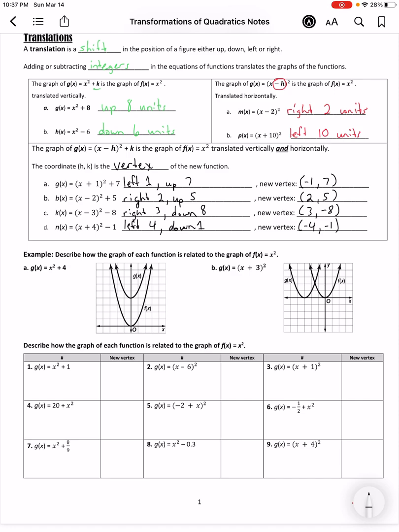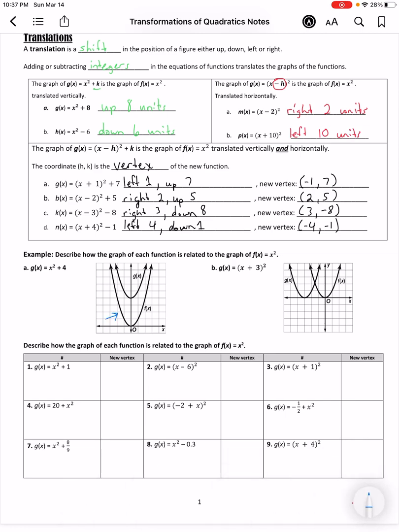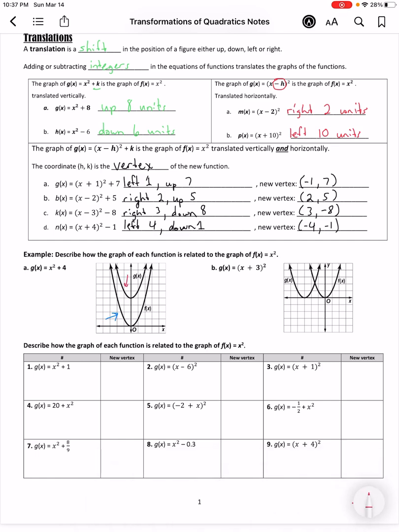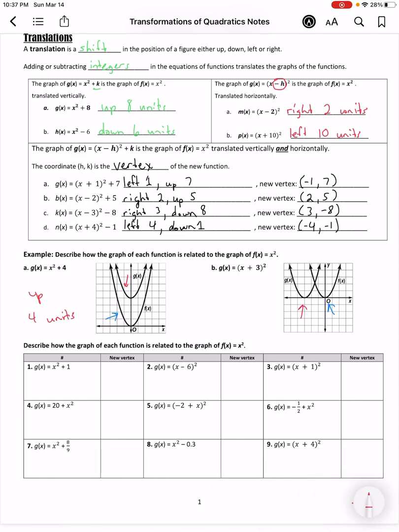For our example, it says describe how the graph of each function is related to the graph of f of x equals x squared. If you look, they've given us here on the bottom, this function is x squared, and then g of x is our new function right here. So if you look, what happened was that graph went up 4 units. Again, looking at the second one on B, this is our original here, the one that has the blue arrow. The red arrow is our new one. Again, it moved 1, 2, 3 left.